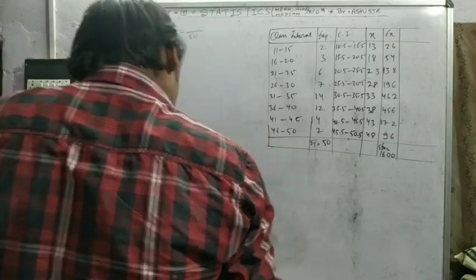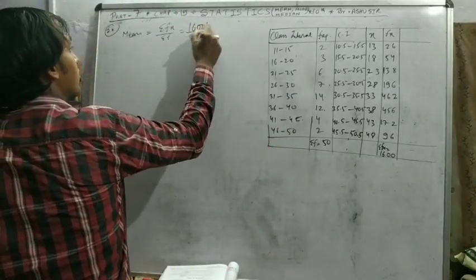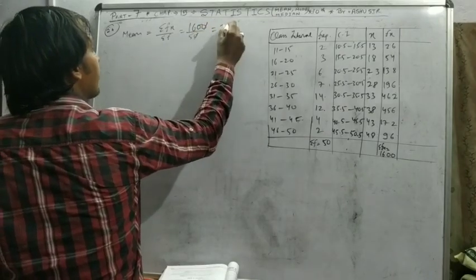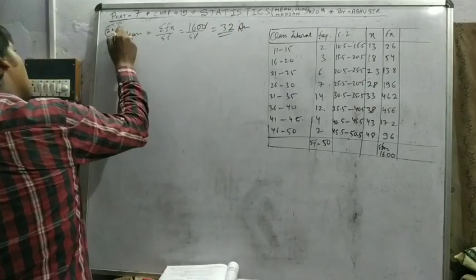So you can put the values here. Cancel the 0, 5 3s are 15, 5 2s are 30. 32 is the value of the mean.